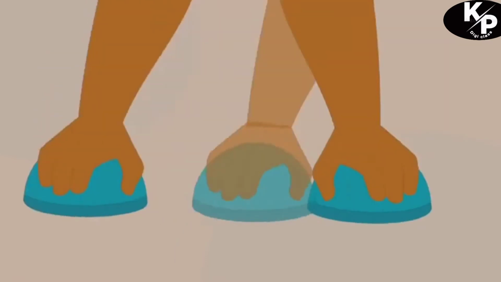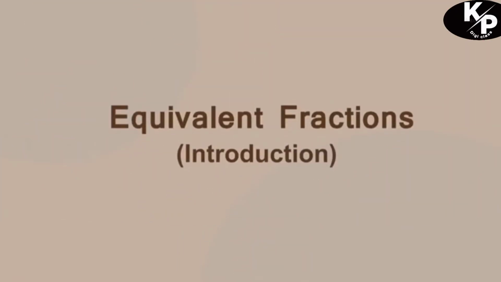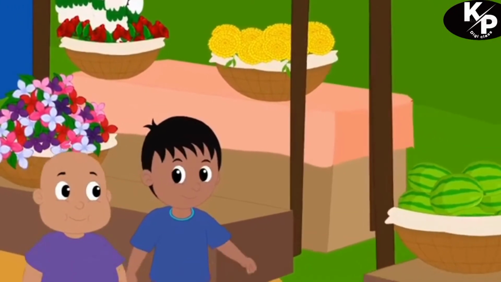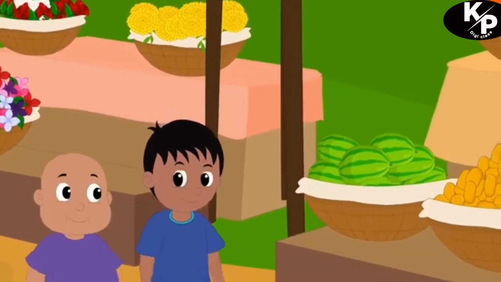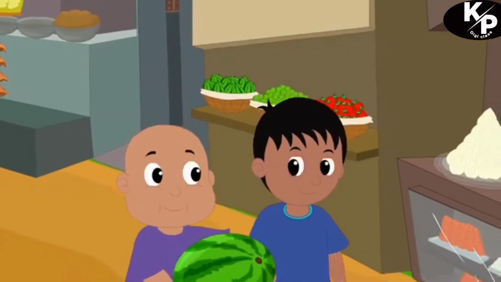Hello children, in this video we will learn about equivalent fractions. Raju and Bablu are going to buy watermelon from the market. They bought a watermelon from Bunny's stall and took it to Raju's house.